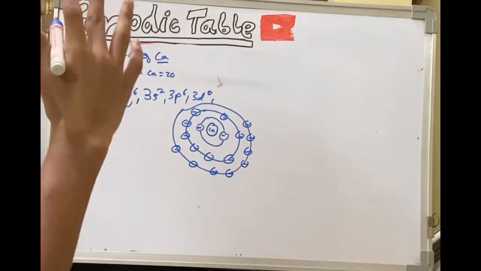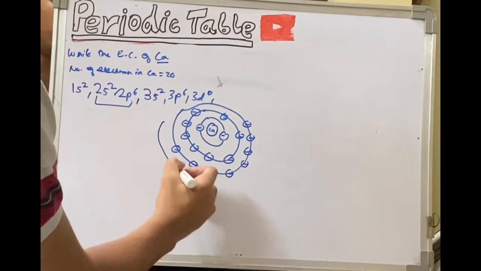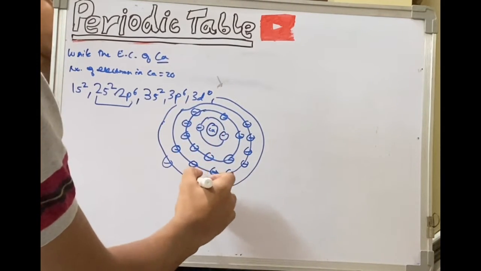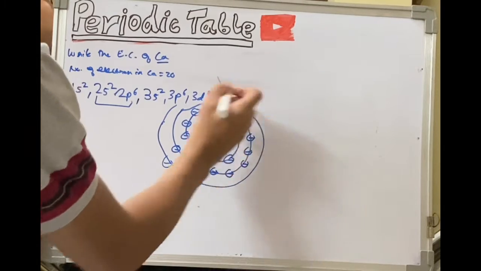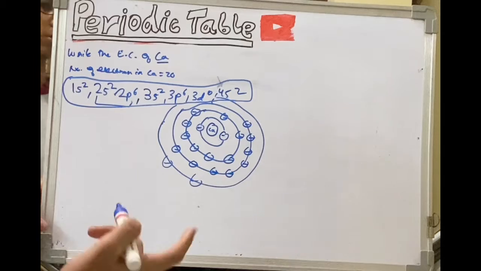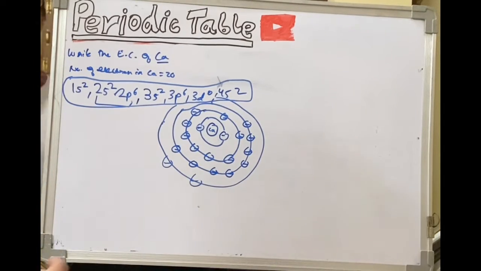Now we'll come to the fourth one. Fourth will only have 2, so it will be 4s2. So this becomes the electronic configuration of calcium. You got this, right? This is easy, right? We'll do a few more examples as well because I need to teach you the 3d thing.